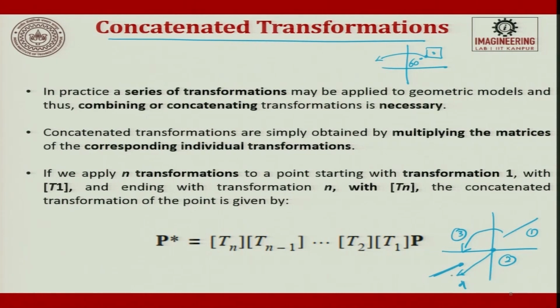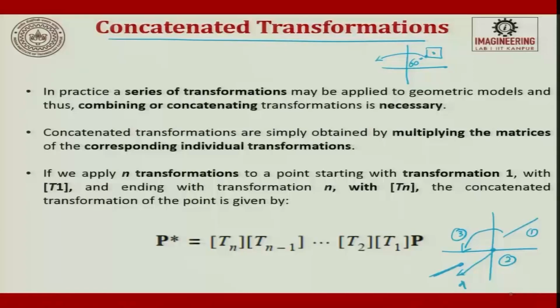If there are several steps involved, you have to follow a sequence of operations. That is called concatenated transformation or concatenation. This is followed in robotics, in CAD, and also when you work with drones. In any moving object, when there are several links and transformations have to happen to get the final coordinates, we use this concatenation.